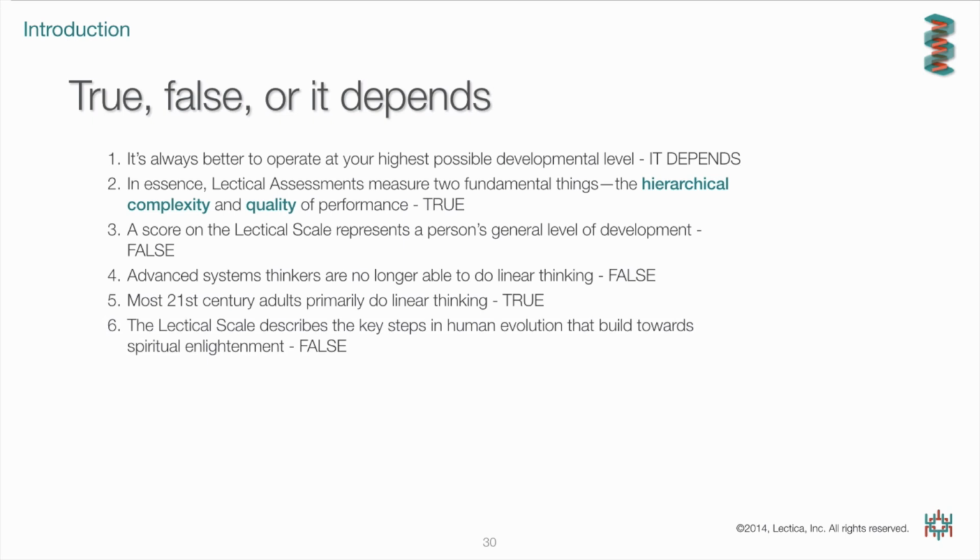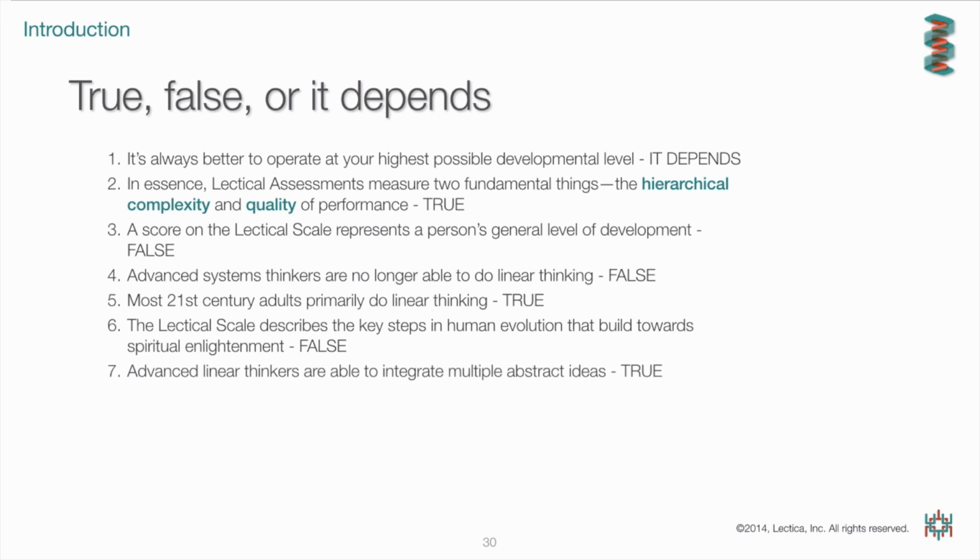Number 6. The Lectical Scale describes the key steps in human evolution which build towards spiritual enlightenment. This is false. Unlike some other developmental models, this one does not describe any special relationship between development and spirituality. However, the Lectical Scale is content independent. It can be applied to any skills that develop in hierarchical complexity. Some spiritually oriented skills might include understanding spiritual texts, performing spiritual rituals, or inducing altered states of awareness in yourself.